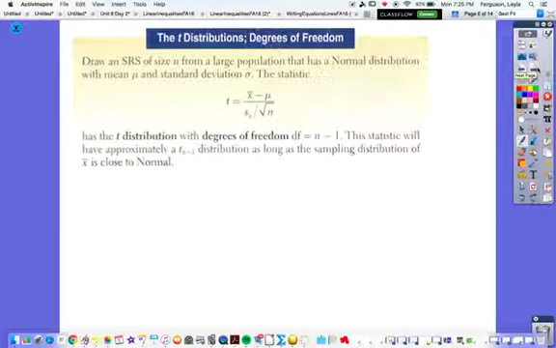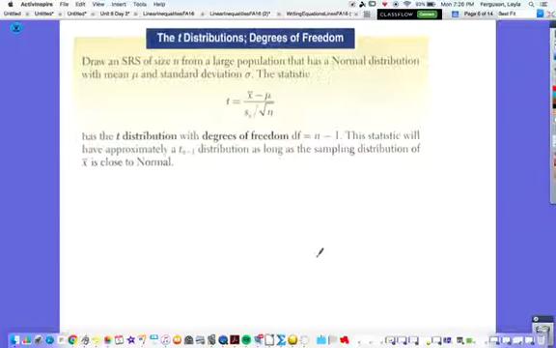The t distributions, degrees of freedom. So we're going to draw a simple random sample of size n from a large population that has a normal distribution with mean mu and standard deviation sigma. The statistic t is equal to x bar minus the mean mu over the standard deviation of x over square root of n. It has a t distribution with degrees of freedom, which we represent df, equal to n minus 1. This statistic will have approximately a t sub n minus 1 distribution as long as the sampling distribution of x bar is close to normal.